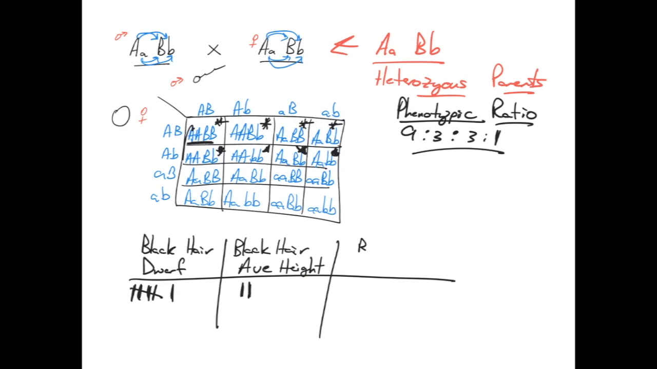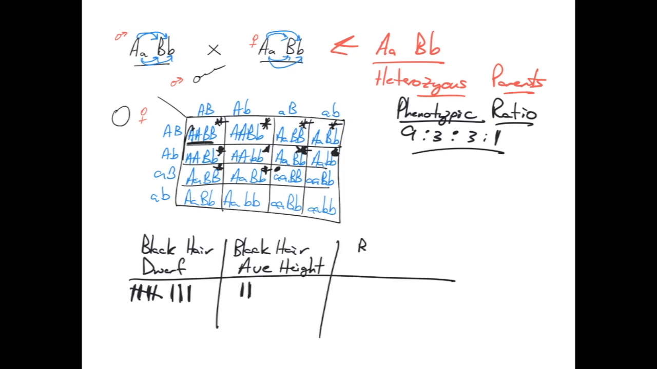All right. Next one is what? What's this one? Black hair and dwarf, again. So that's five, six, seven. Wow, there's a lot of those, huh? And black hair and dwarf here too, right? That's eight. And what's this one over here?